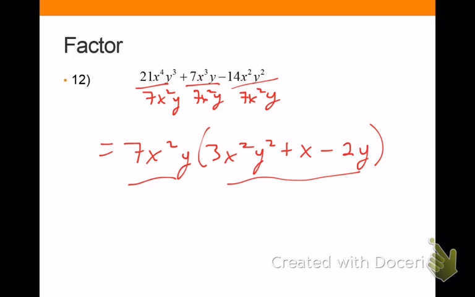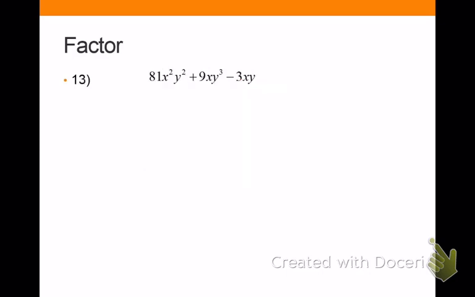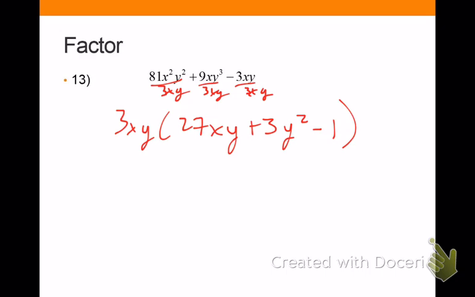Okay? If you're not getting this, you need to make sure you come find me and we'll talk about it. Okay? Another one here for you to try. And this is what you should come up with. 3xy is your greatest common factor, so that's the monomial sitting outside the parentheses. And when you divide by 3xy, you should get 27xy plus 3y squared minus 1.